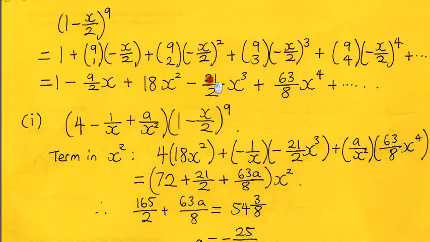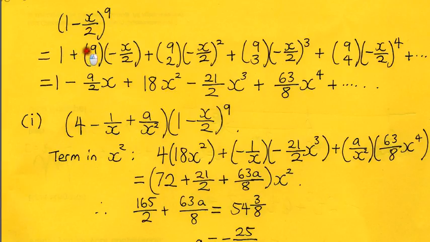Okay, for this binomial question, I am required to first find the first 5 terms in the expansion of (1 - x/2) to the power of 9. Now we follow the steps carefully one by one. Okay, the first term will simply be just 1, because 1 to the power of 9.